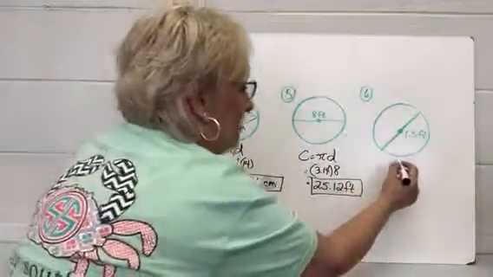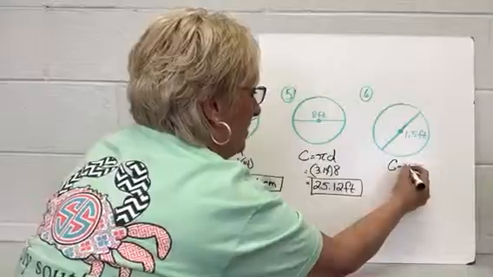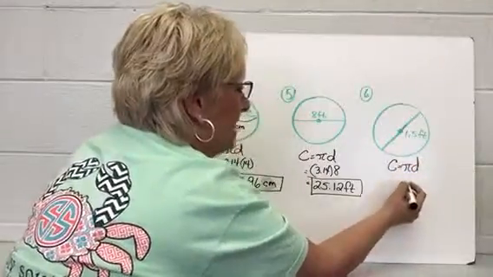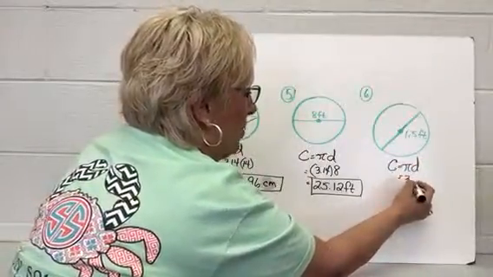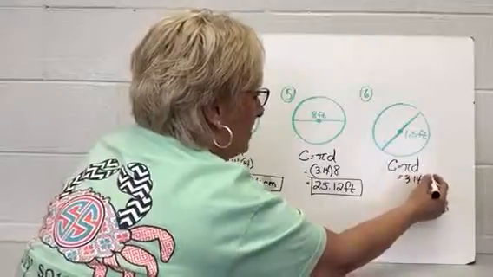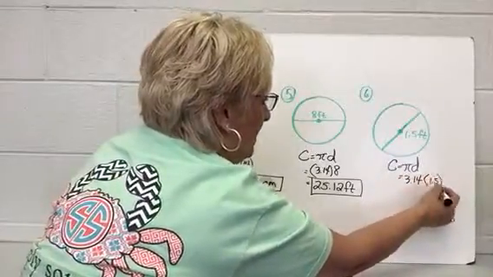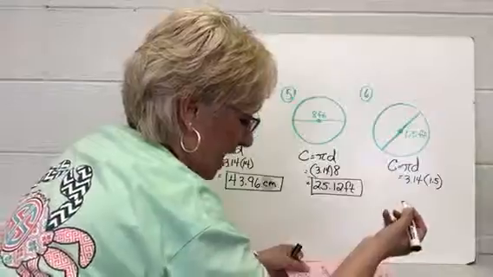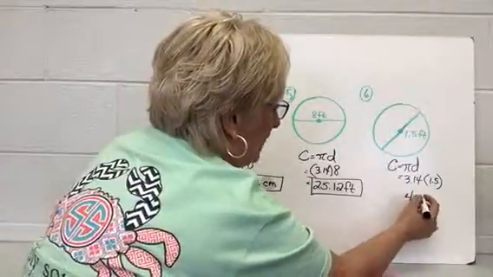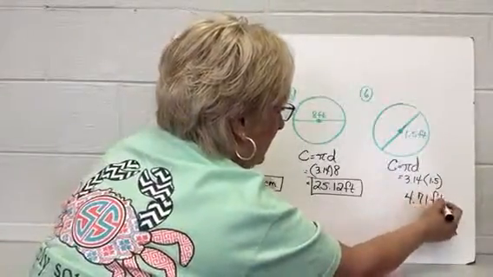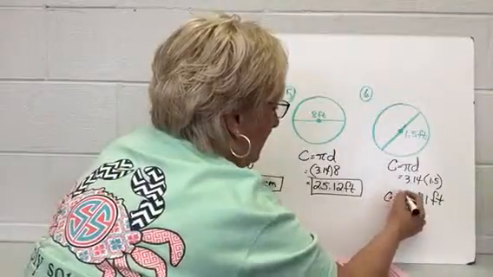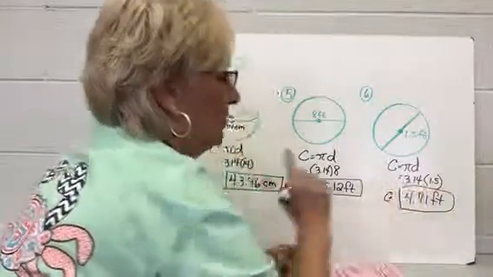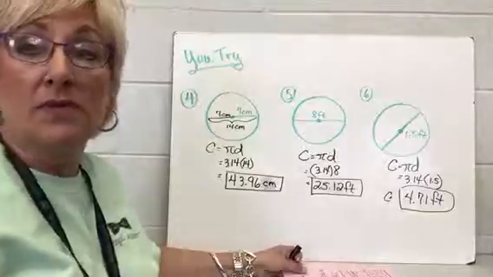The next one, same equation. Circumference equals pi times the diameter. I know that pi is 3.14. Diameter is going to be 1.5 feet. I'm going to multiply those together, and I'm going to get 4.71 feet. And that is the circumference of this particular circle. Hope you got them all right. We're going to be doing some in class.